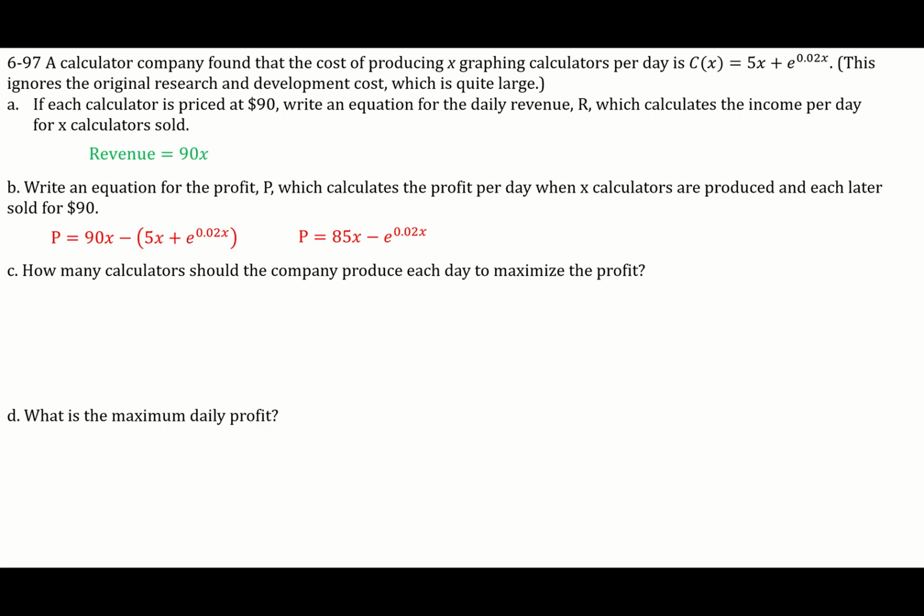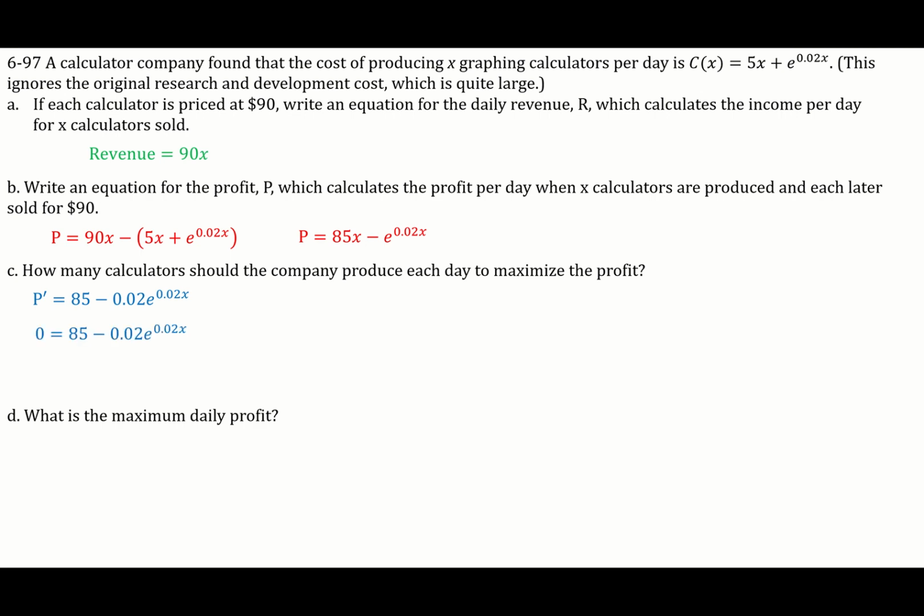Part C, how many calculators should the company produce to maximize profit? So in order to find a maximum, you need to figure out when the first derivative changes from positive to negative. So we need to find the first derivative of P. So P prime is equal to 85 minus 0.02 e to the 0.02x. So use the chain rule on that.